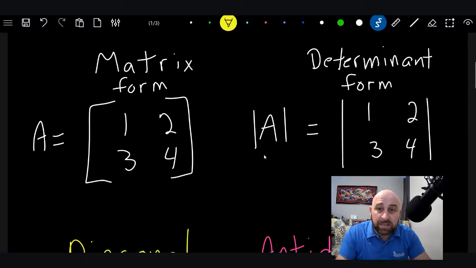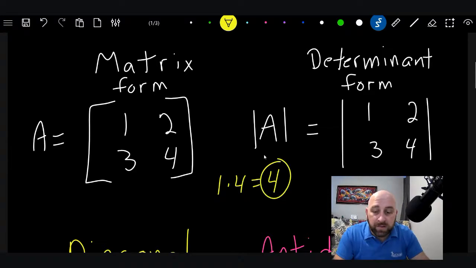So what's the diagonal? Let's start with the diagonal. That's this right here. Okay, so we want the product of the diagonal. That's 1 times 4. What does that equal? 4. So the product of the diagonal is 4.